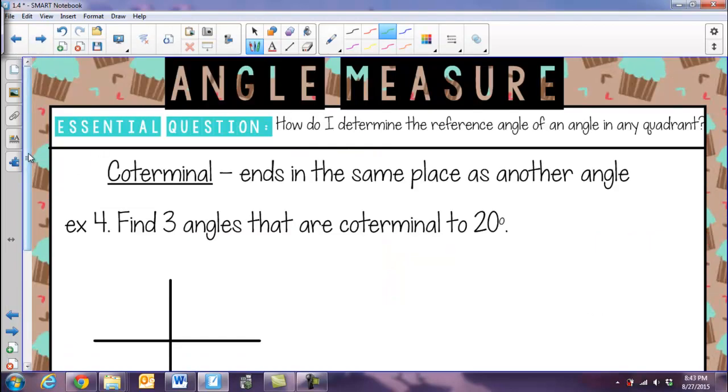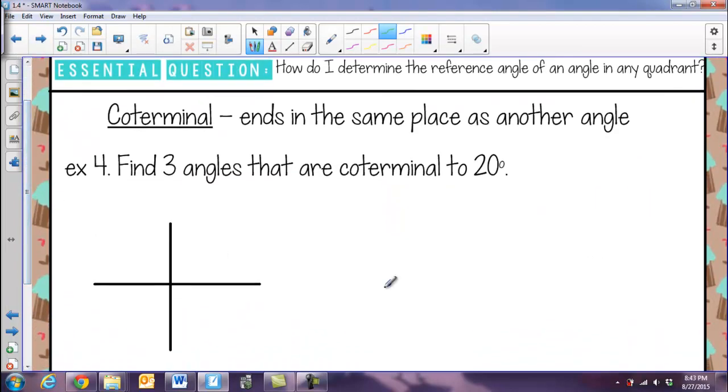Let's talk a little bit about coterminal angles. Go ahead and write down this definition. The phrase coterminal just means that your angle ends in the same place as another angle. So you're looking at two angles that have the same ending side. They don't have the same angle measure, but they have the same ending place. So for example 4, we're going to find 3 different angles that are coterminal to 20.